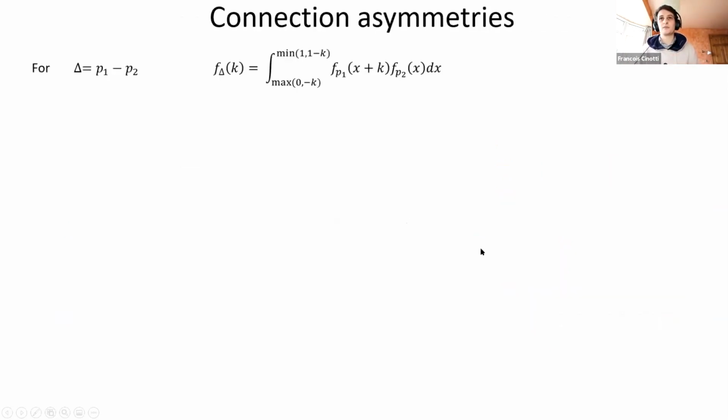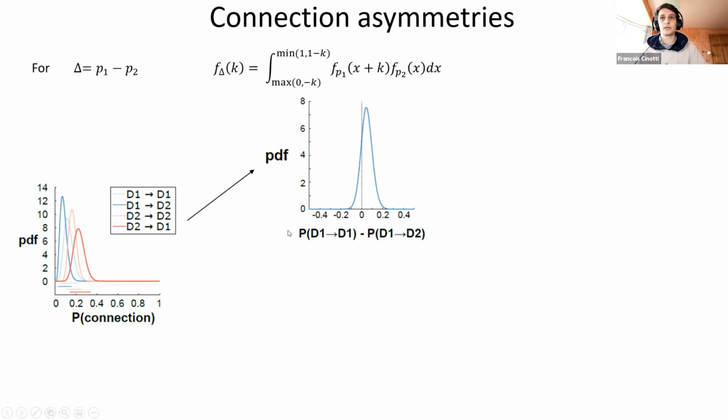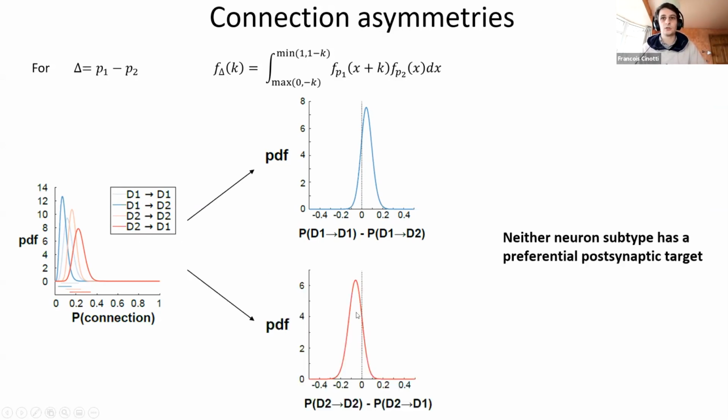But we can be more quantitative about this by defining a difference between two probabilities of connection, and the PDF for this difference, for which you have the formula here. So we can start by asking the question, do D1 neurons actually prefer to connect to other D1 neurons, as was claimed by Taverner and exploited by Perk, by calculating the PDF for this particular difference. And we see that it actually includes 0 in its main domain. And we can also ask the same question about D2 neurons, and it's the same result, meaning that neither neuron subtype, D1 or D2 neurons, prefer to connect to a particular postsynaptic target.